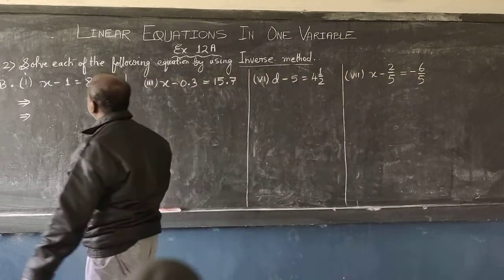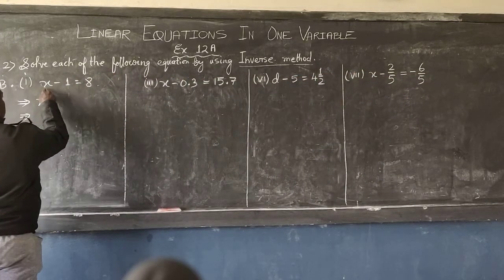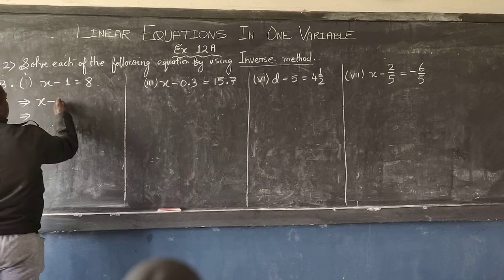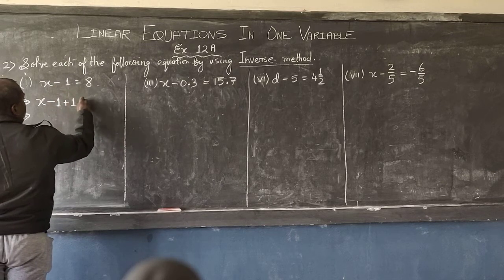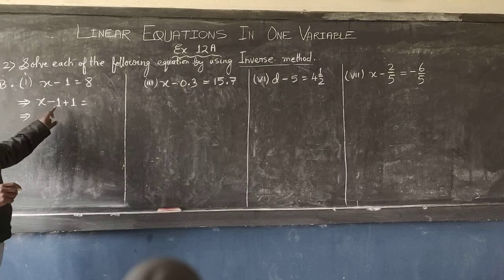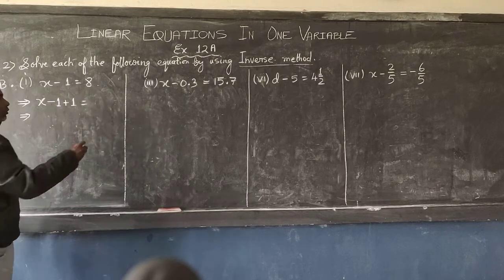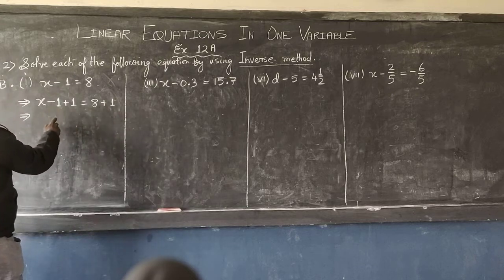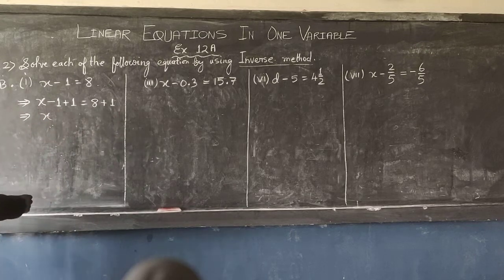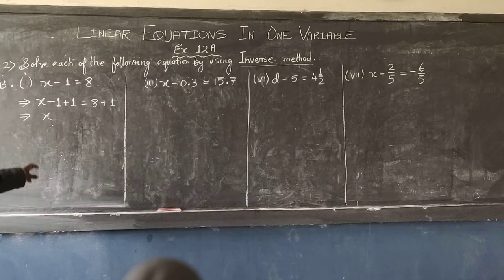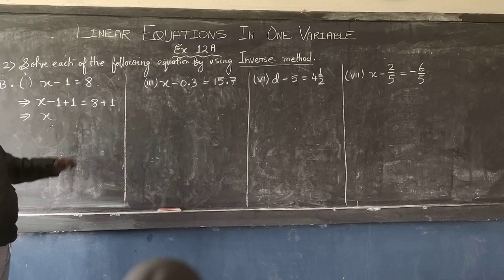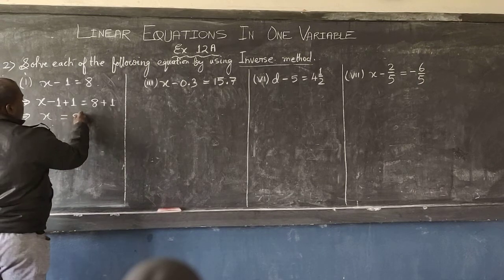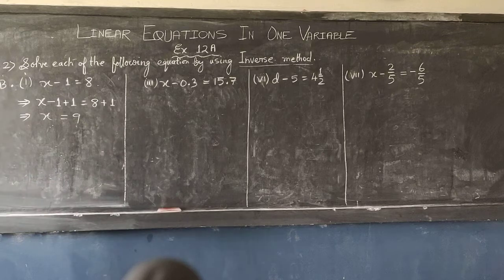So let's solve. Here, with x we have minus 1. To remove minus 1, we give plus 1. That was on the left side, so on the right side also we will do plus 1. 8 plus 1. Minus 1 and plus 1 cancel each other out, and only x remains. On the right side, we have 8 plus 1. So the value of x is 9.